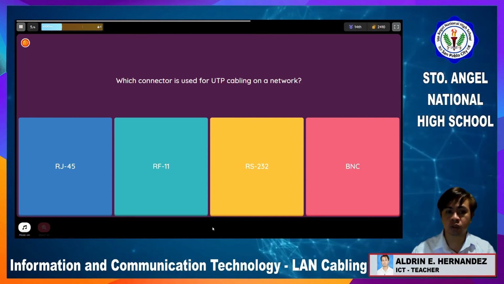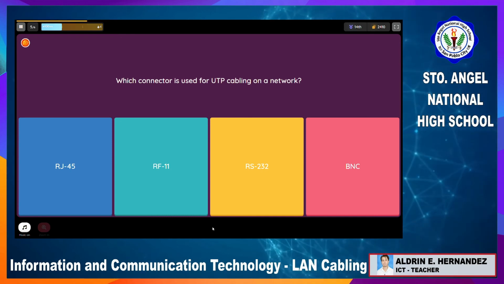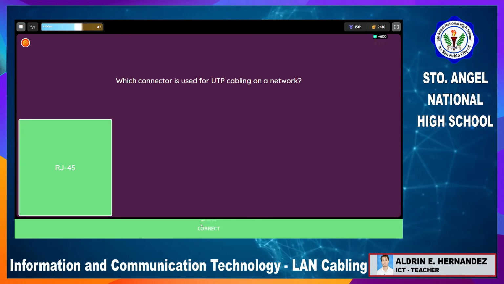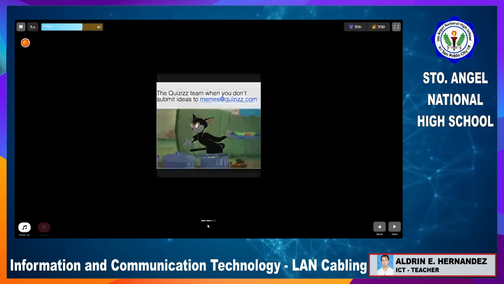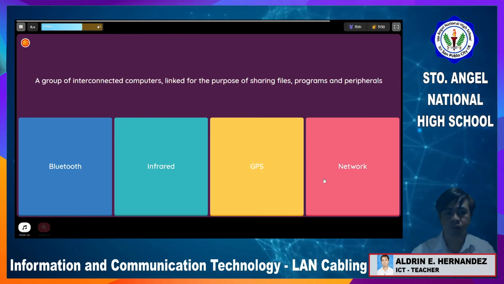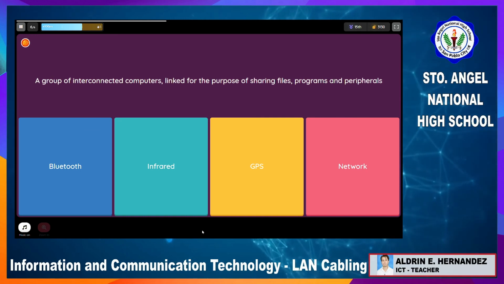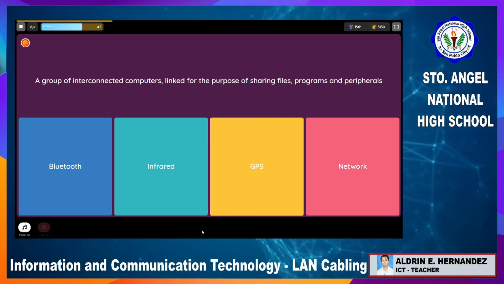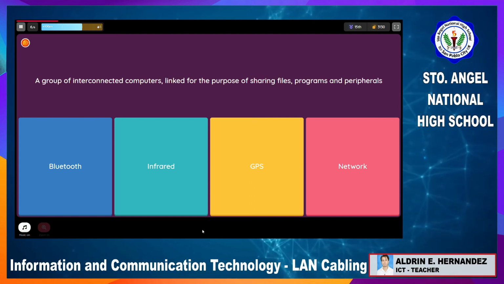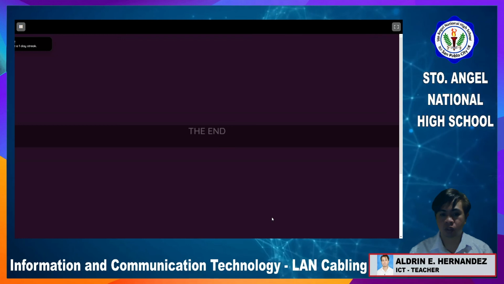Which connector is used for UTP cabling on a network? A group of interconnected computers linked for the purpose of sharing files, programs, and peripherals. Your answer is correct.